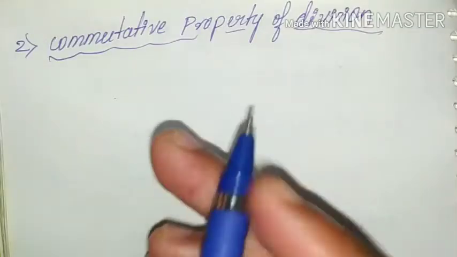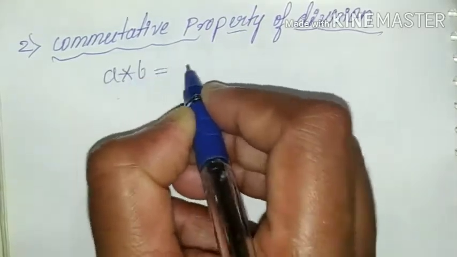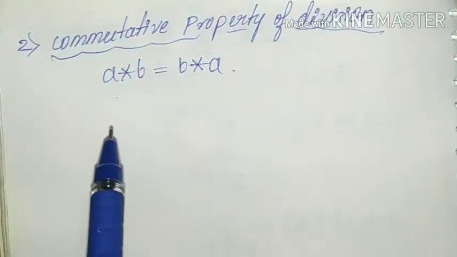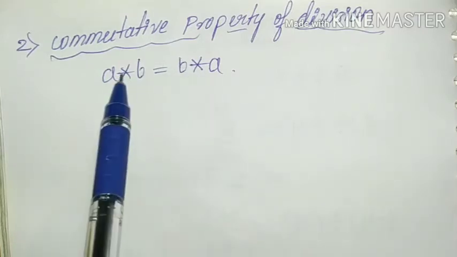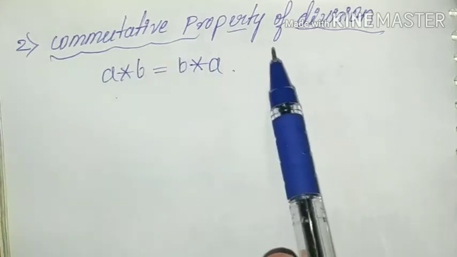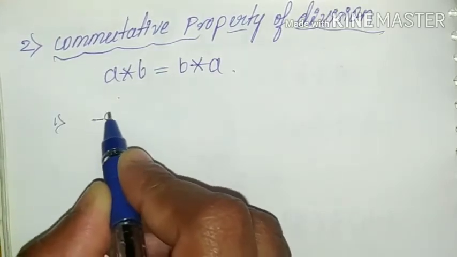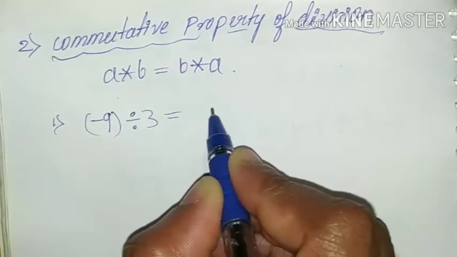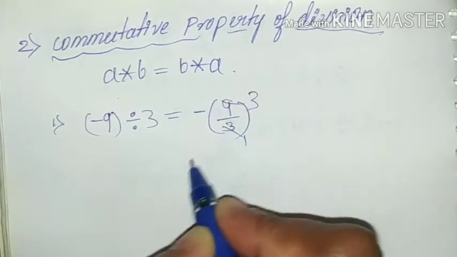Commutative property of division. What is the symbolic representation of the commutative property? A star B is equal to B star A. So, in the place of star, we have to replace the division sign, right? We have to check whether the commutative property of division is satisfied or not. I will take one example. Minus 9 divided by 3 is equal to what? Minus of 9 divided by 3. 3 ones are 3, 3 threes are 9, so minus 3.